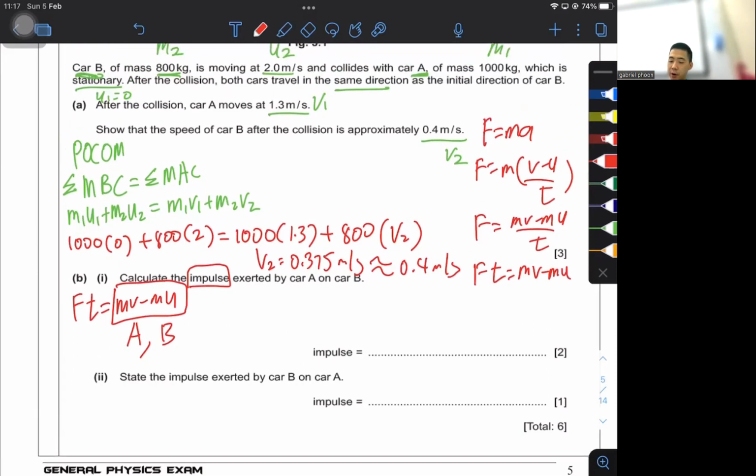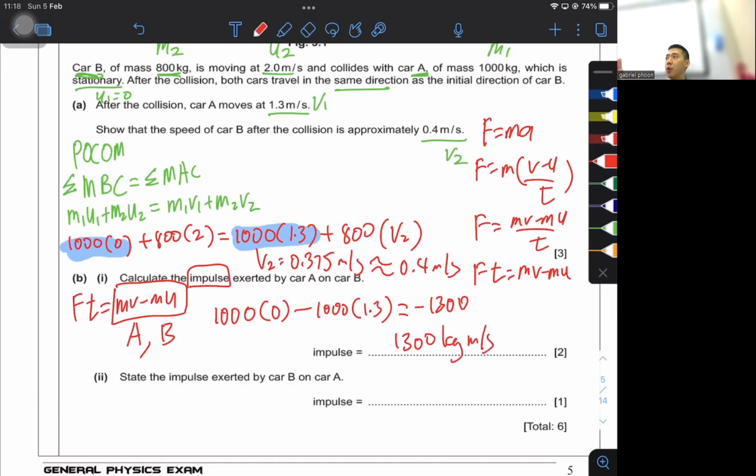In this scenario, let's say I go for A. It's literally going to be 1000 multiplied by 0 minus 1000 multiplied by 1.3, which gives you negative 1300. But you do not write the answer as negative. Instead, you write it as 1300. Why? Because change in momentum is the same concept: 0 going to 100, the change is 100; 100 going to 0, the change is also 100. So you do not write the negative value in these scenarios, guys.